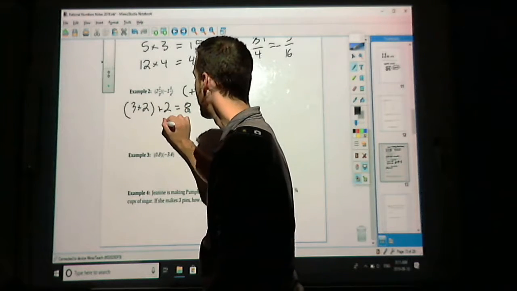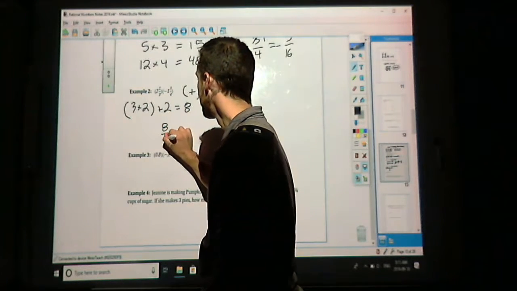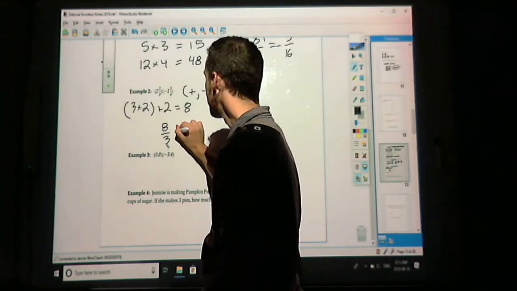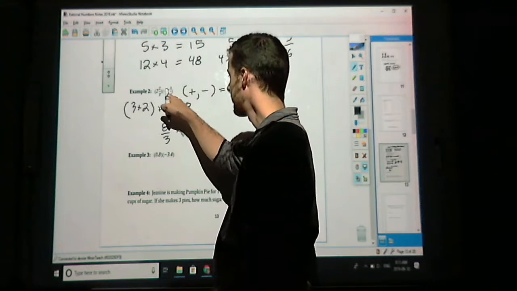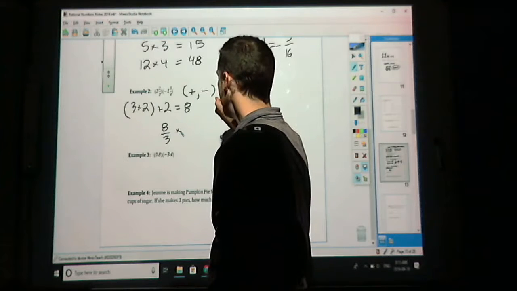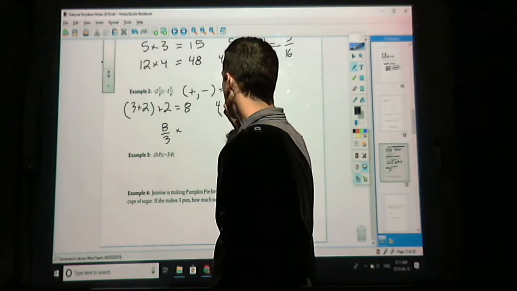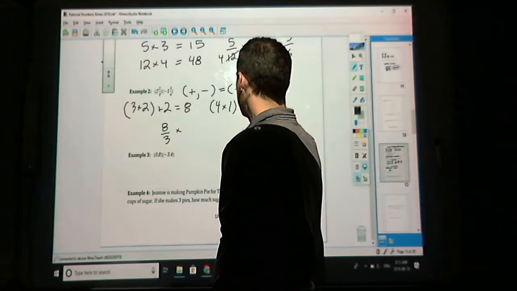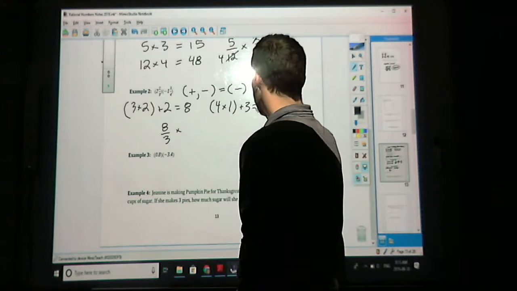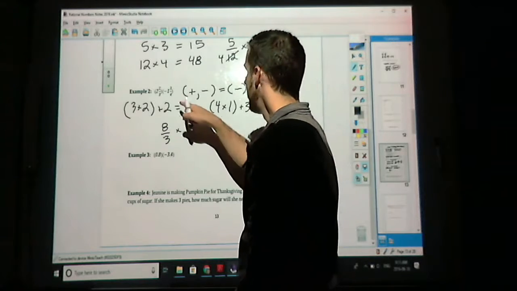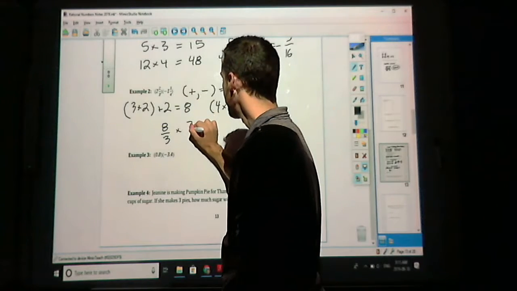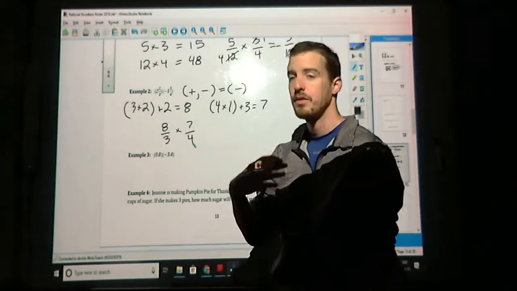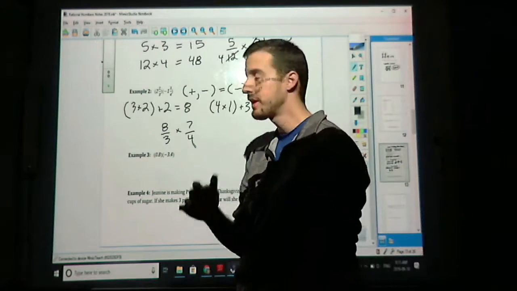So we end up with 8 over 3, times, over here, 4 times 1 plus 3 is equal to 7. And so that's going to be times 7 over 4. Now, same thing with this cross-canceling trick.